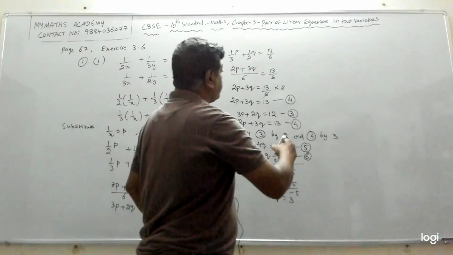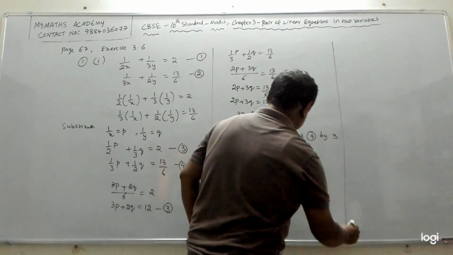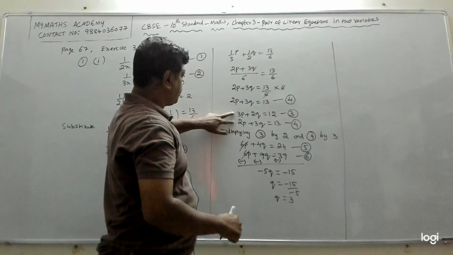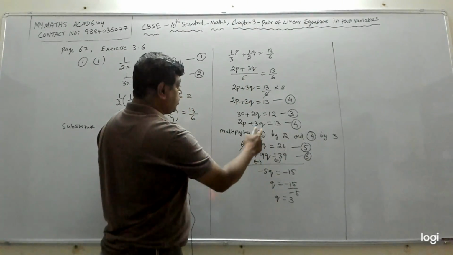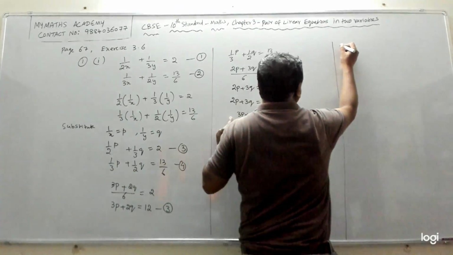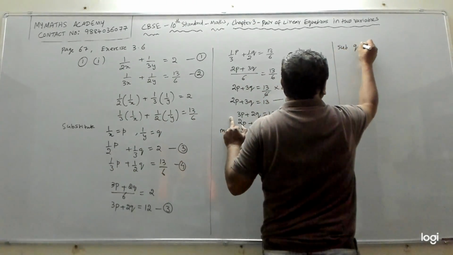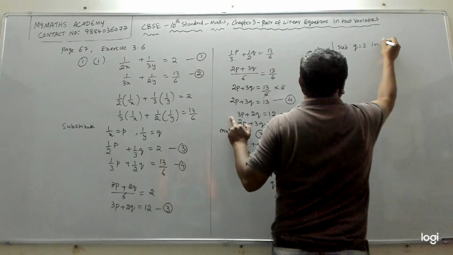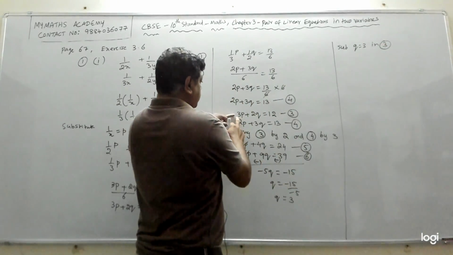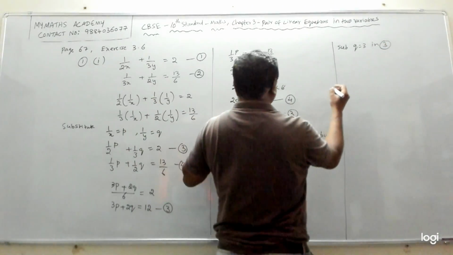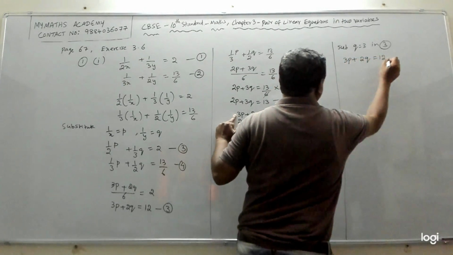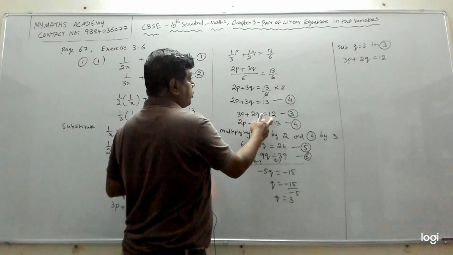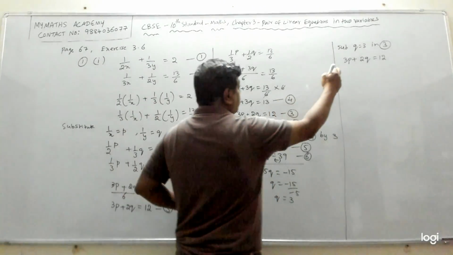So how do we find the value of p? Let's substitute the value of q in any one of these equations. We'll substitute in the third equation, though any one you can substitute. Substitute q equal to 3 in the third equation. What is the third equation? The third equation is 3p + 2q = 12. In that we are going to substitute q as 3.